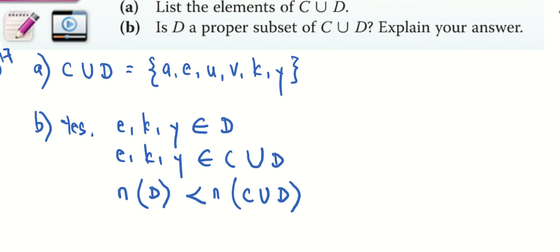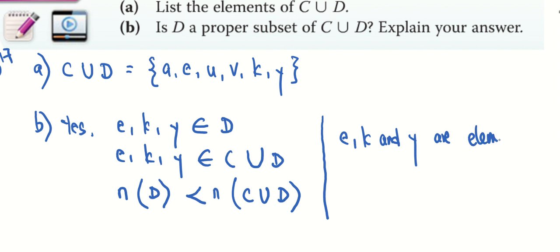Okay, again, I write my reasoning in terms of mathematical notation. Can I describe in English? I may. I can just say E, K, and Y are elements of D and C union D. The number of elements in D is less than the number of elements inside C union D.